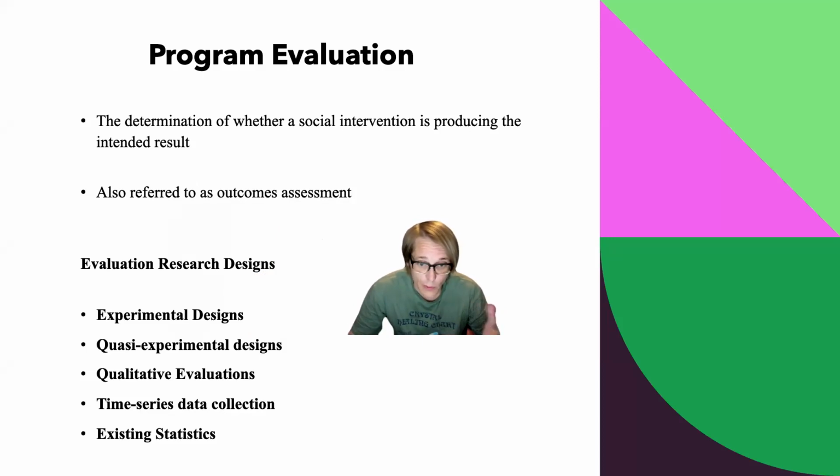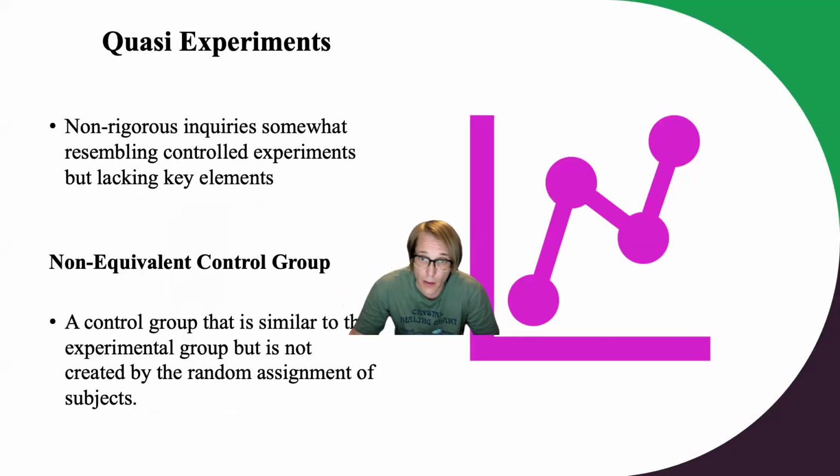When we want to conduct a program evaluation, researchers generally set up an experiment or a quasi-experiment, or might conduct qualitative assessments by observing how the intervention is going in real life. So kind of all the way back, all the way forward, right? Program evaluation research designs are experimental designs, quasi-experimental designs, qualitative evaluation, time series data collection, existing statistics, and so on. We're making sure that we go down the path of these understandings.